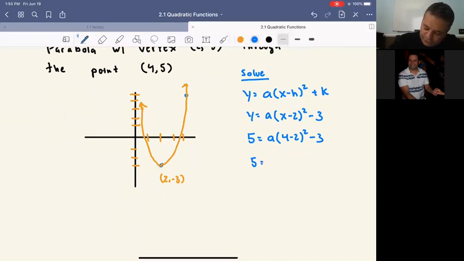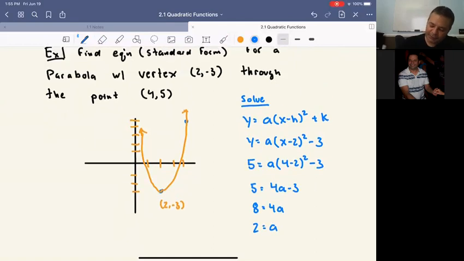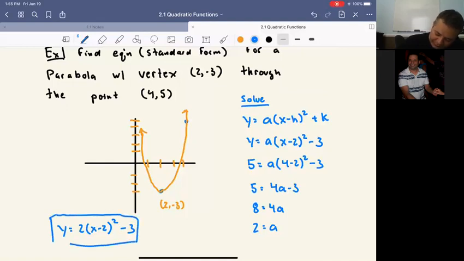Now we solve for a. 5 equals 4a minus 3, so 8 equals 4a, and a equals 2. The equation of the parabola is y equals 2 times x minus 2 squared minus 3. All right, that's good enough for this video. I'll see you in the next video.